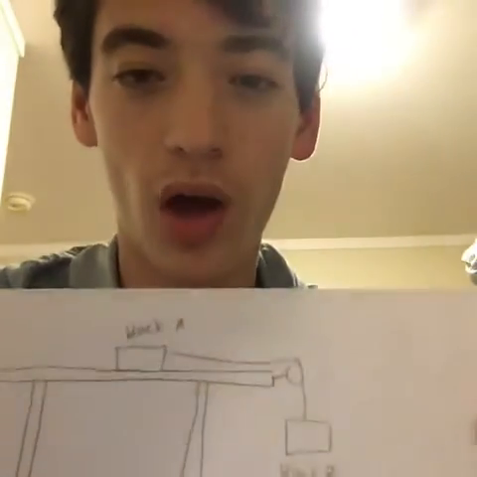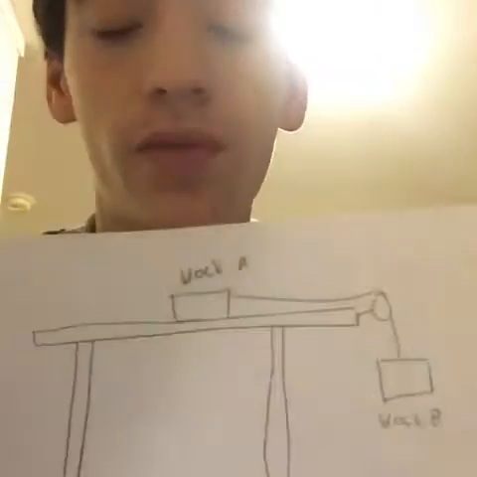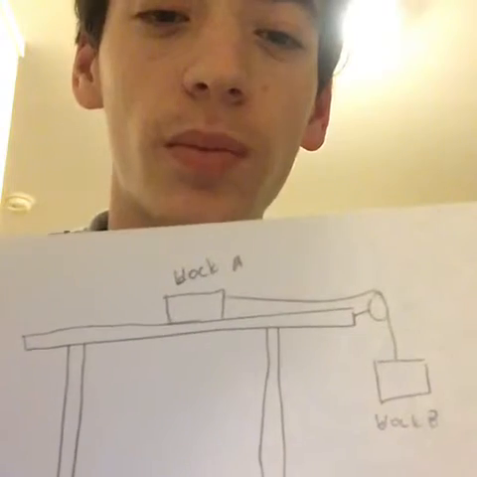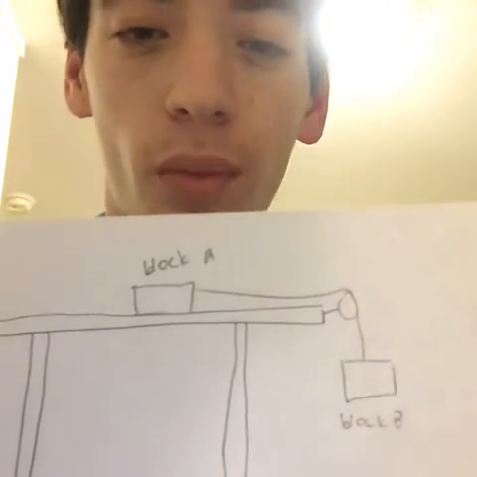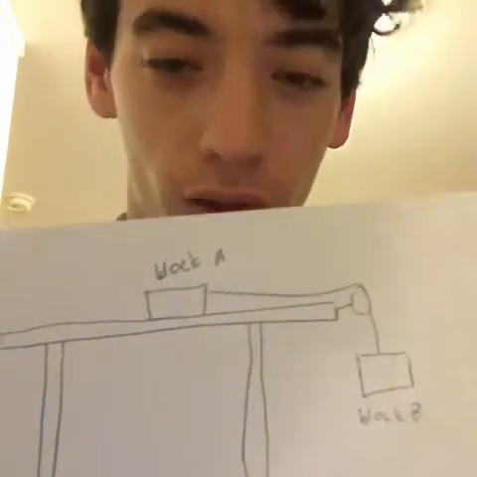Right now I'm going to show you a diagram that I have added. Here is a blown up drawing of the situation. As you can see, you have block A on the table and block B hanging from a pulley, off the table, being pulled down by gravity.